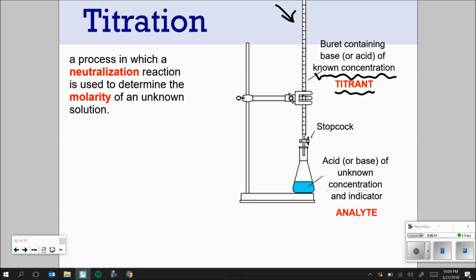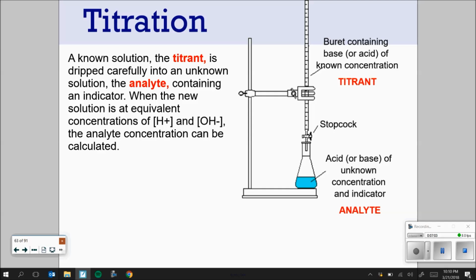Then I've got my stopcock, which is a stopper, and I'm going to slowly let that titrant out into my analyte, and that's what's down here. This is my unknown concentration. I don't know what the concentration of this is, and I'm going to add an indicator to this so that as I add my titrant to it, the indicator will change color to let me know when my pH has changed.